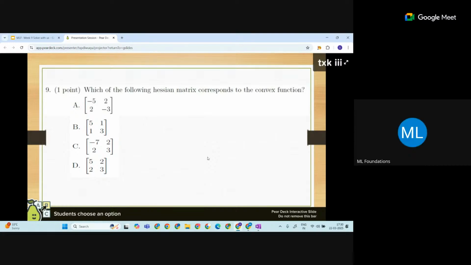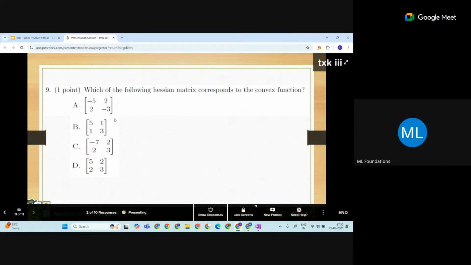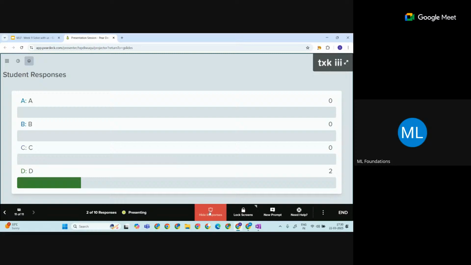Just need to find the eigenvalues here. So easily we can do. Oh, the eigenvalues have to be positive. Great. Then B and D. So all of you try it and easily can get. So multiple option is correct.